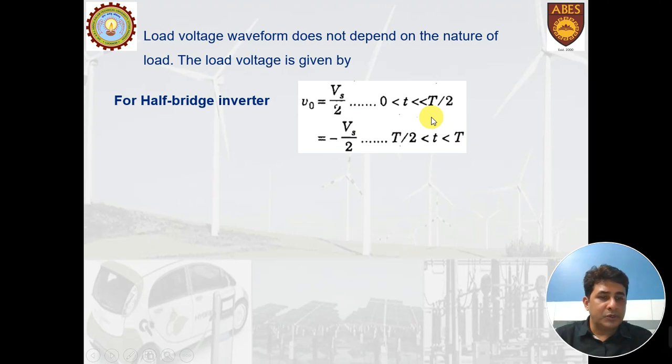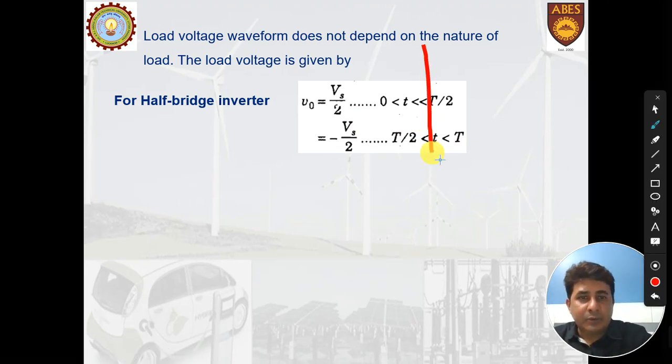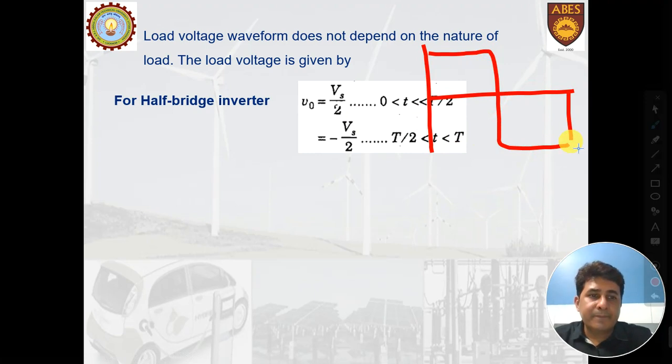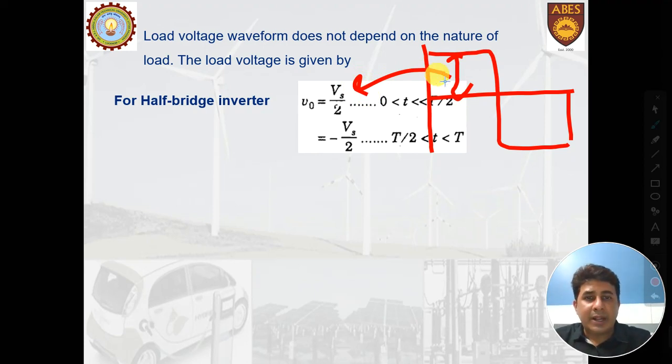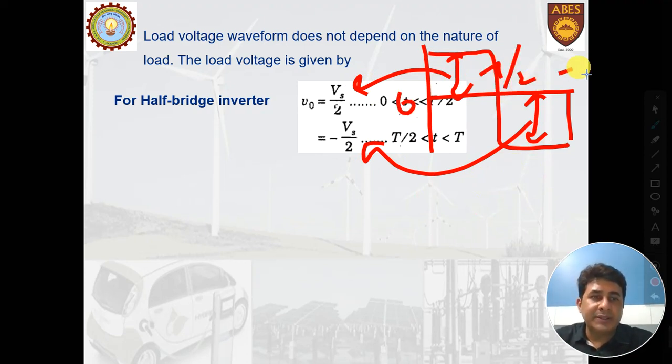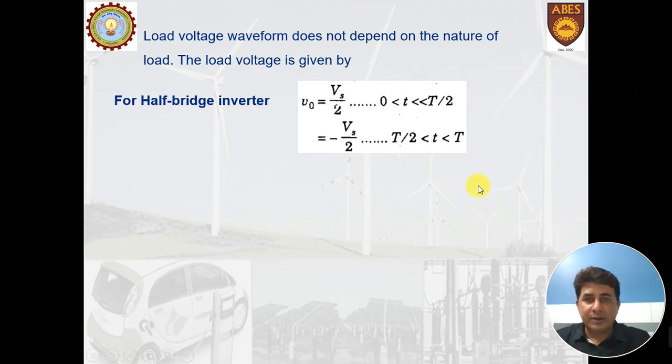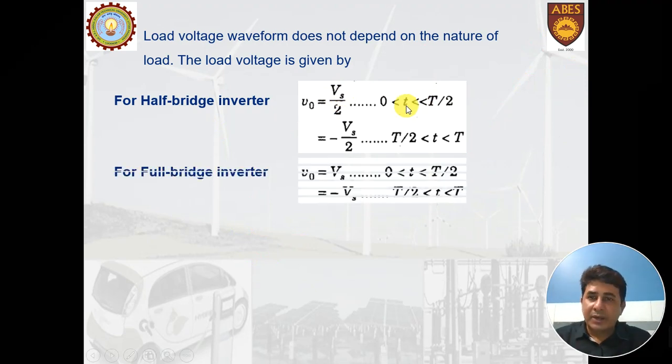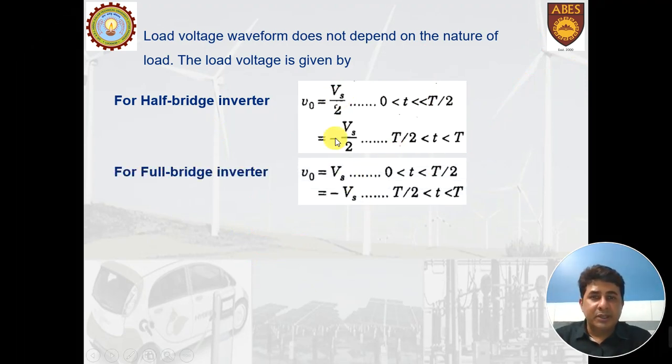So in one cycle, because it is a rectangular wave, this voltage will be Vs by 2 and this voltage will be minus Vs by 2. This is time 0, this is T by 2 and this is T. So here in half bridge, the voltage will be Vs by 2 for this duration, while for a full bridge, this voltage will be double of this, that is V0 will be Vs from 0 to T by 2 and this voltage will be minus Vs from T by 2 to T.